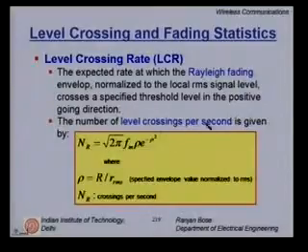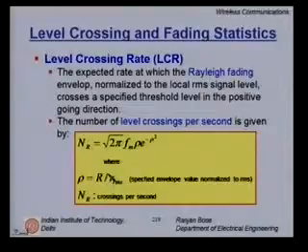The number of level crossings per second is given by this formula, which is easily obtained from the Rayleigh fading distribution. It is N_R given by square root of 2 pi f_m rho e raised to power minus rho squared. Now, please note there are two interesting parameters here. One is the rho, the other one is f_m, or the maximum Doppler spread. What is rho? Rho is what we define in terms of a ratio.